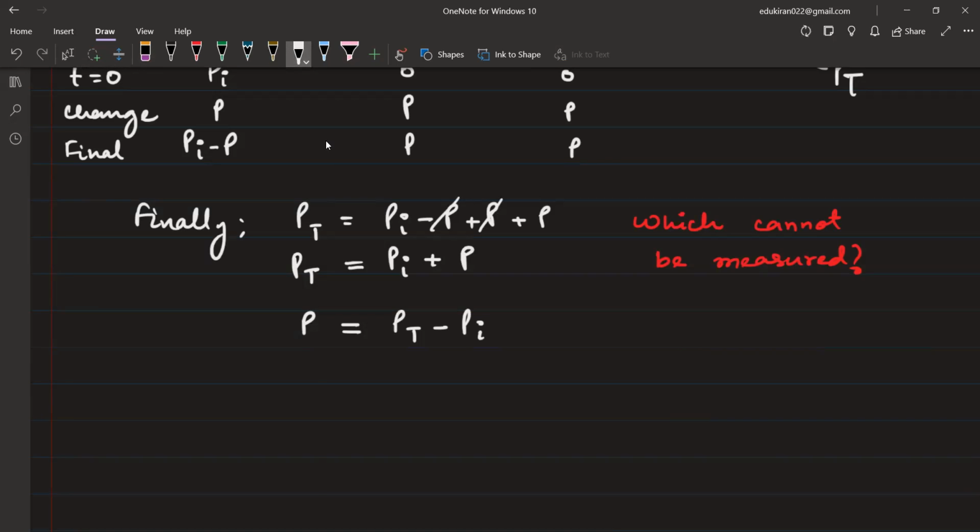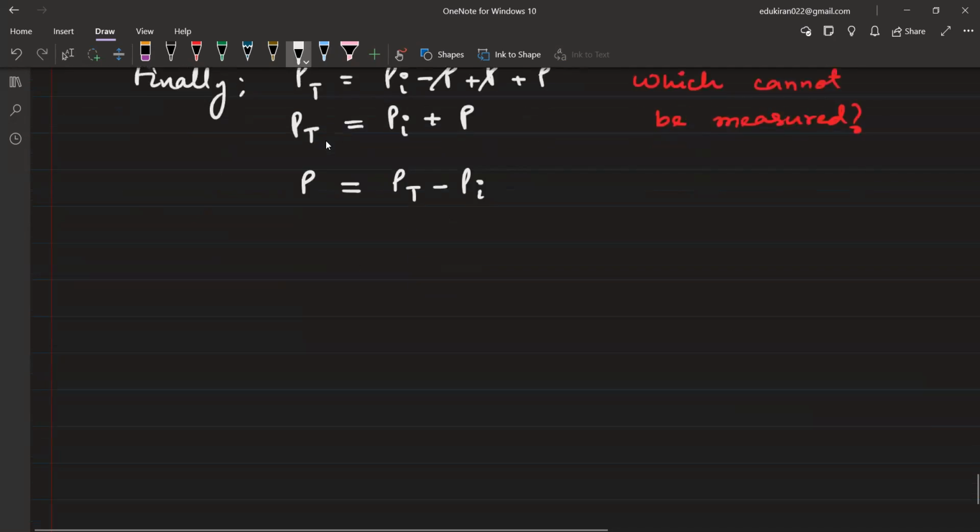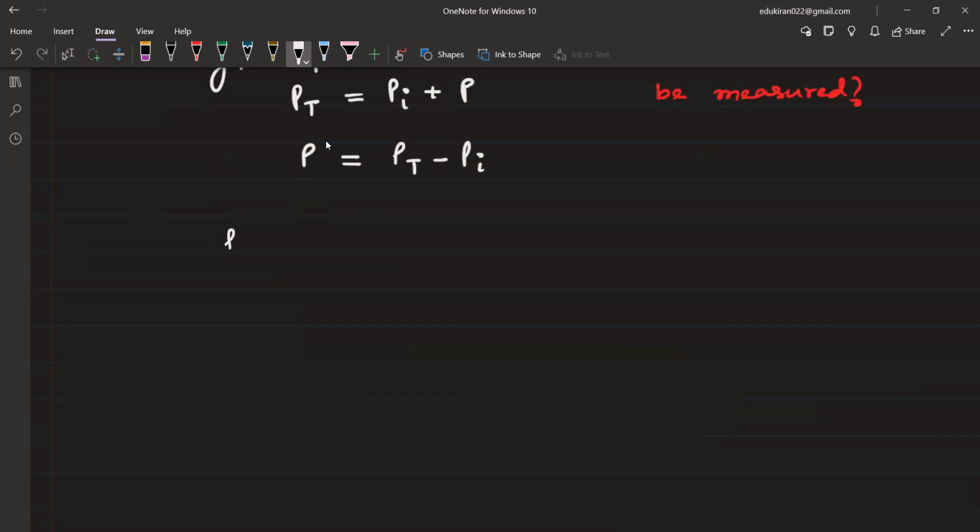Why do we write P is equal to PT minus PI? Because both of these things can be measured. Okay. Now we'll write the K for first order reaction. किसी को याद तो नहीं होगा, तो K is equal to 2.303 divided by T log of A naught upon A, right? Log of A naught upon A.